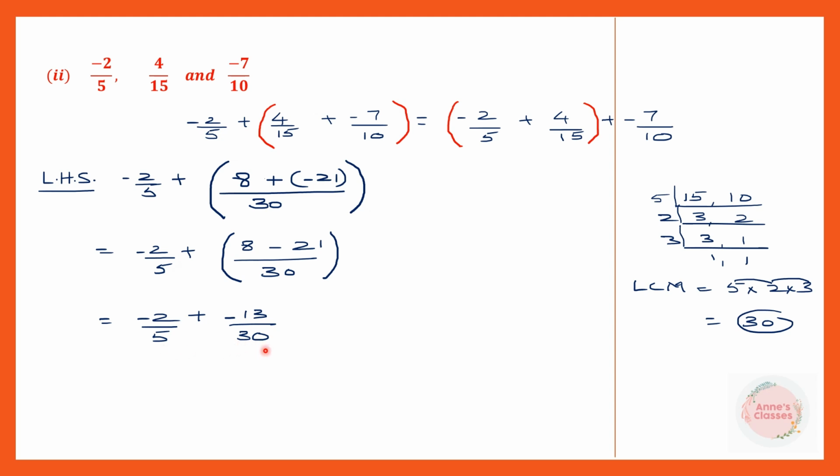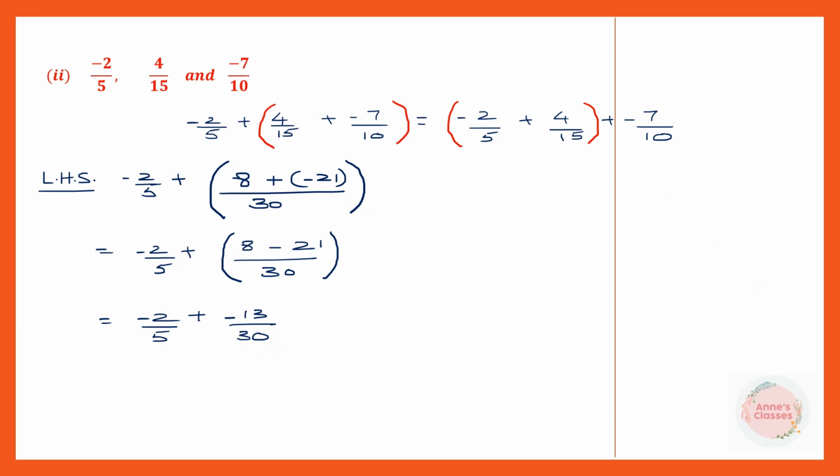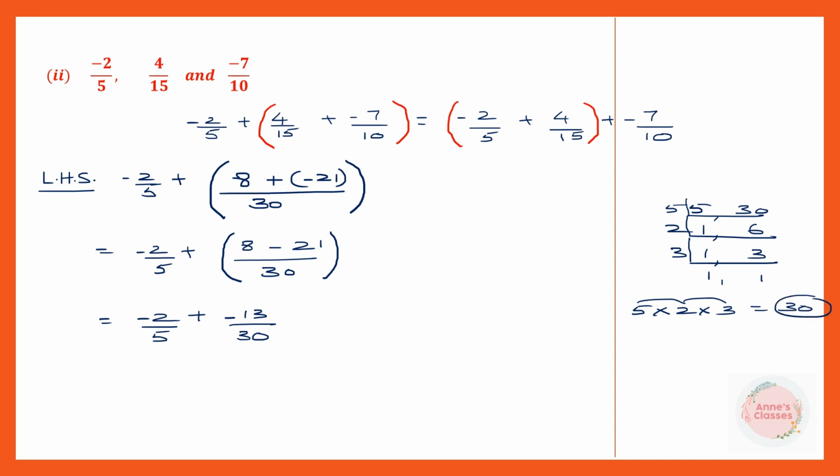And we have to find the LCM of these two numbers, 5 and 30. So 5 and 30, let's find the LCM. We can use 5 itself. 5 ones are 5, 5 sixes are 30. Use 2 to bring down 1, 2 threes are 6. Now we can use 3, 1 and 1. So the LCM will be 5 into 2 into 3. 5 twos are 10, 10 threes are 30. So this is our LCM which we are going to use here.